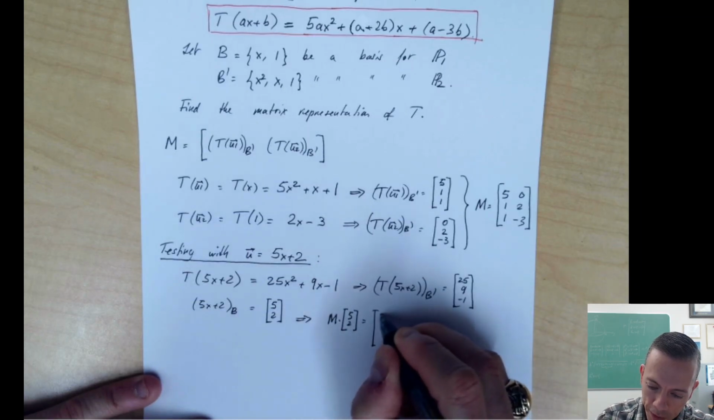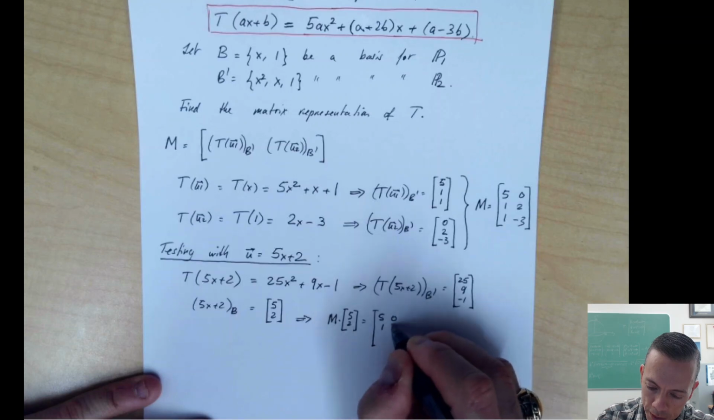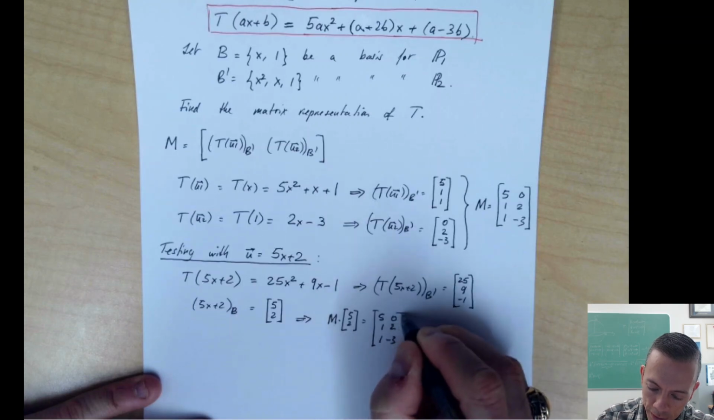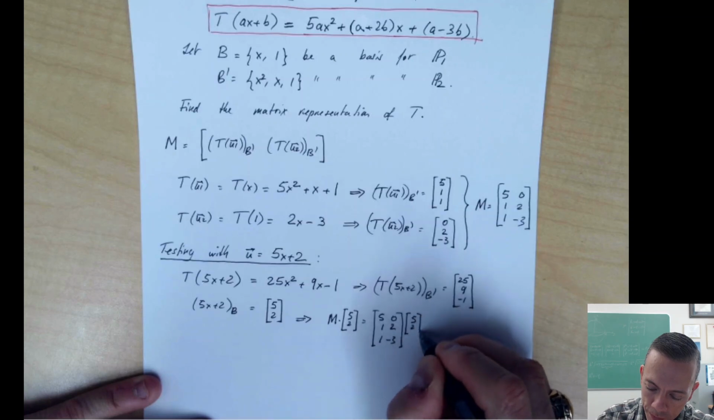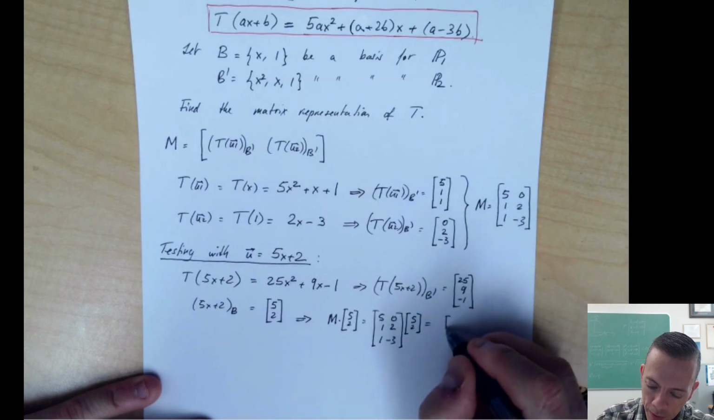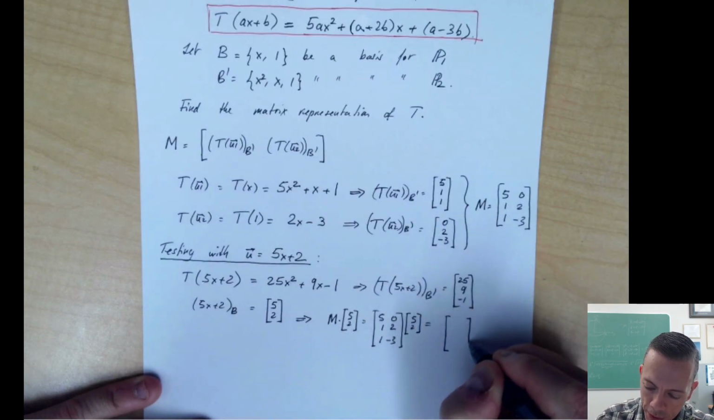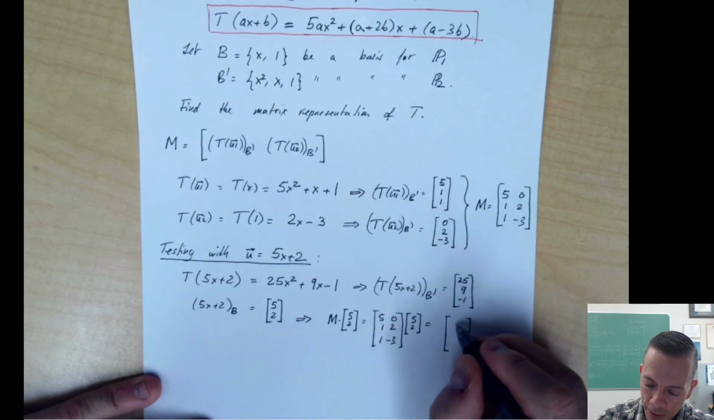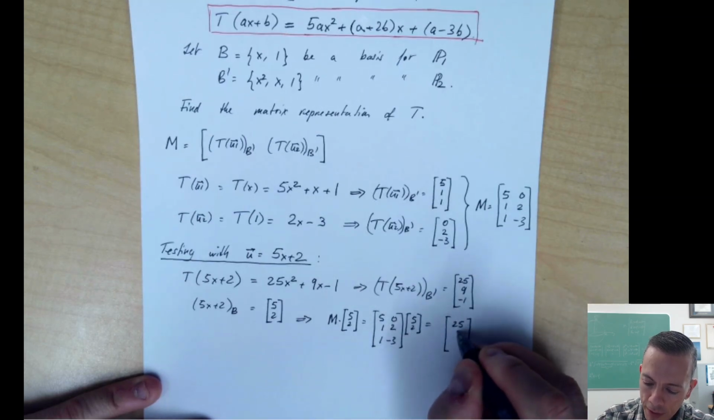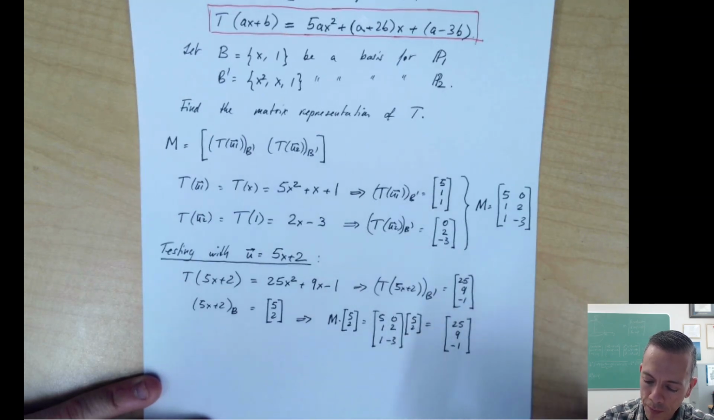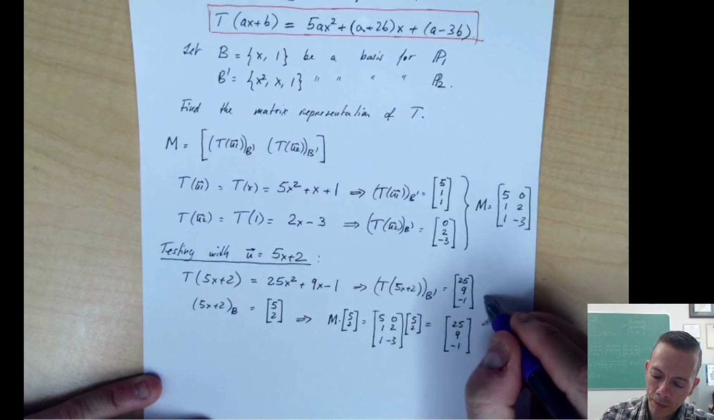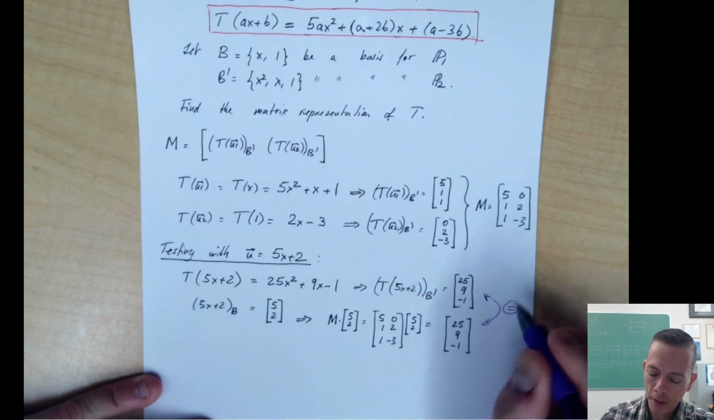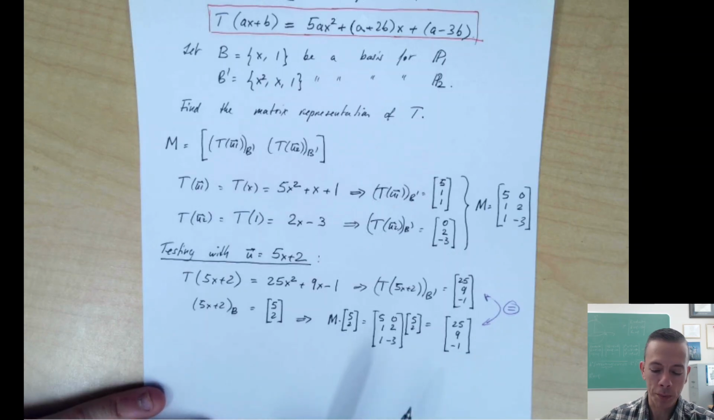So you're multiplying this matrix by this vector. And the result of this matrix multiplication is 25, 9, minus 1. So you observe that you obtain the same vector taking both routes, which means that everything is correct.